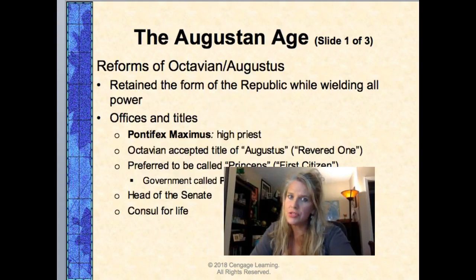The Augustan age. Reforms of Octavian Augustus. He retained the form of the republic while yielding all the power. Offices and titles. Pontifex Maximus, high priest. Octavian accepted the title of Augustus, which means revered one. Preferred to be called the princeps or first citizen. Government was called the principate, and head of state, consul for life.